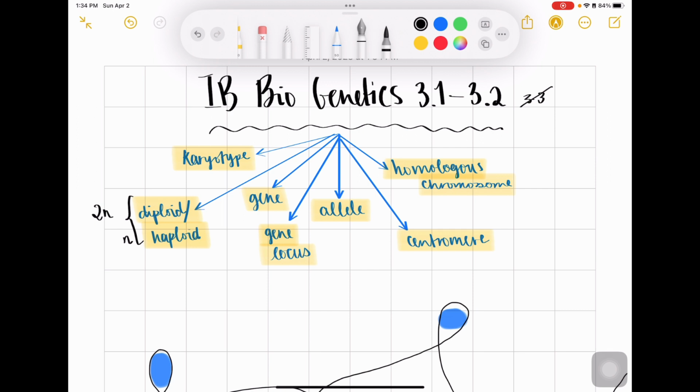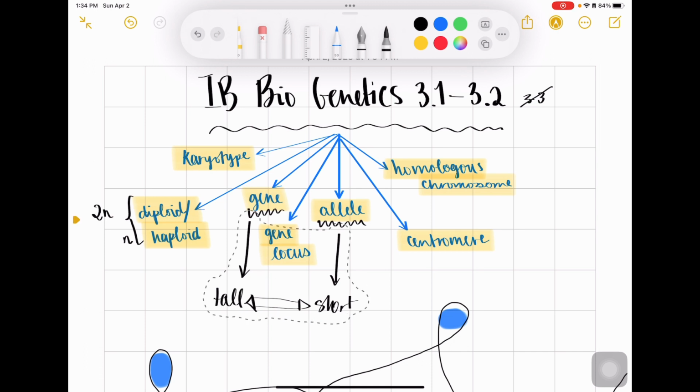A gene is a segment of DNA that codes for the synthesis of a specific polypeptide. An allele is a different version of a gene. So let's say a gene is going to be the coding of a polypeptide, which is the tall gene. An allele is going to be a different version of this gene. So it's not going to be a tall, it's going to be a short. So that's kind of the relationship between gene and allele. It's just a different version of a gene. That is a definition of allele.